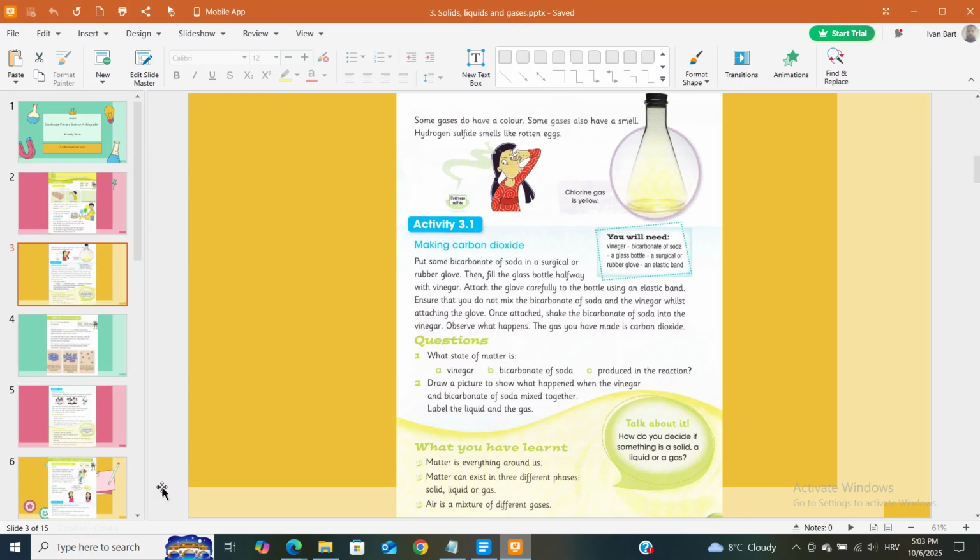Some gases do have a color. Some gases also have a smell. Hydrogen sulfide smells like rotten eggs. Chlorine gas is yellow.